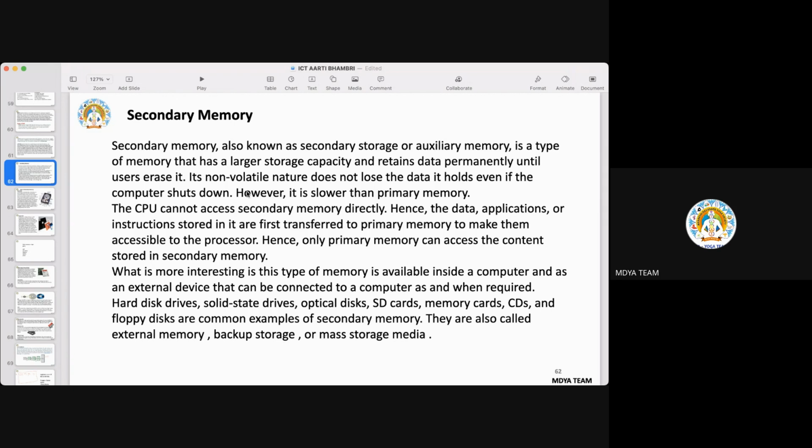And optical discs, nowadays they are hardly in use. CDs and DVDs or Blu-ray discs. SD cards are currently used because their memory is in many gigabytes, and various types of memory cards we are using. Floppy disks, I think they were stopped a few tens of years back, I think they were in use then. So they are also called external memory, backup storage or mass storage.